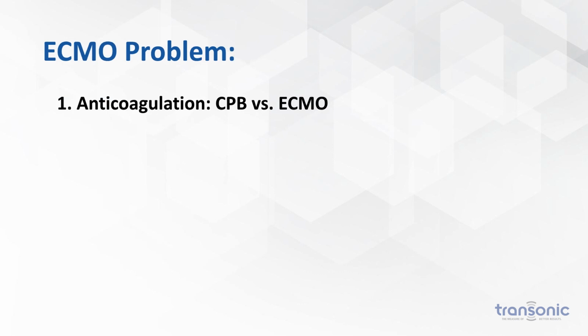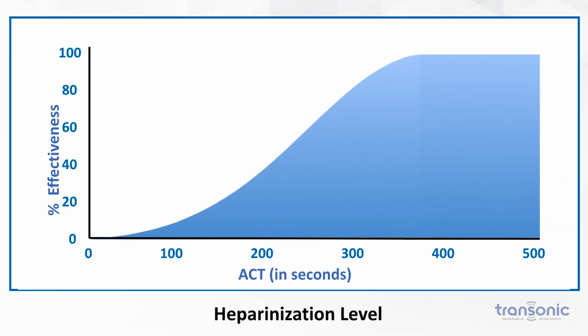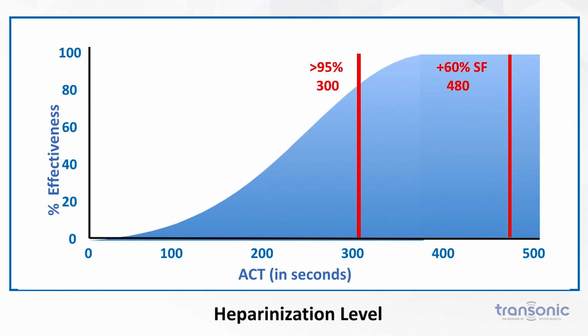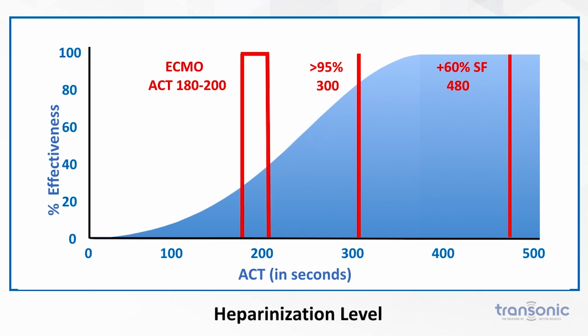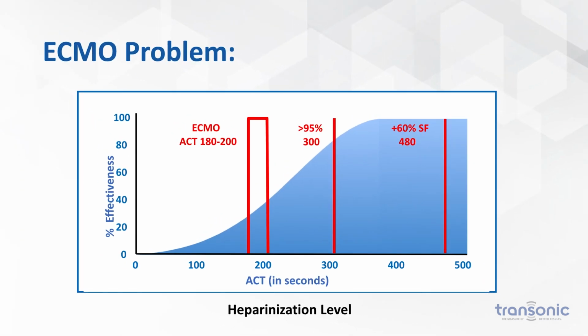The problem we have in ECMO is that we're under-anticoagulating the patients. On the heparinization curve, you can see how the effectiveness grows as the ACT does, and over 95% of patients are fully anticoagulated at an ACT of 300 seconds. And with safety factors of 33% to 60%, that's where we come up with full bypass minimums of 400 and 480 seconds. But in the ECMO world, we're living in the 180 to 200 seconds, which virtually guarantees that all of the patients are going to be clotting.